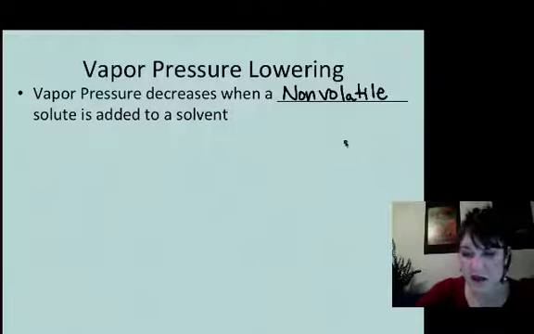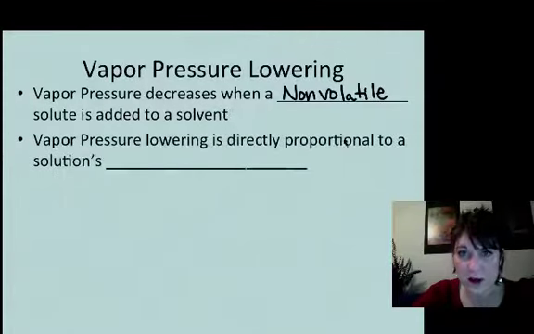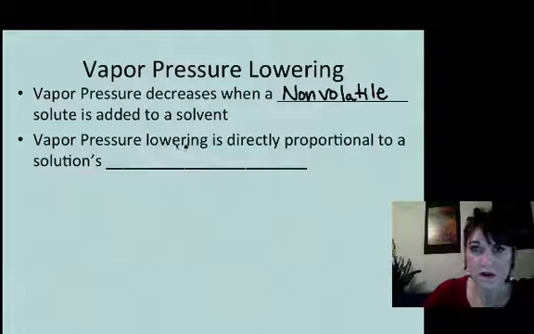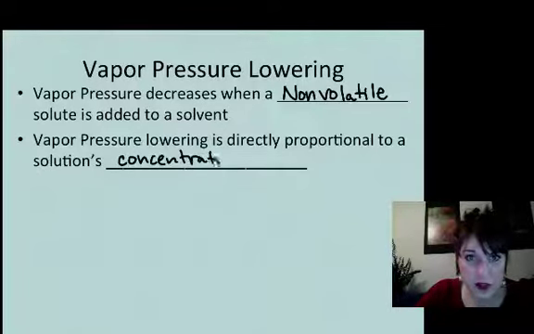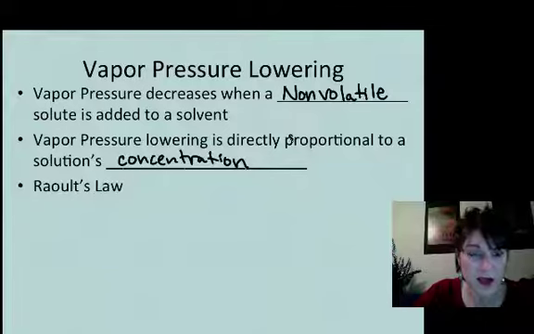Right? If we put something in there that volatilizes on its own, that's going to increase the vapor pressure. So we're looking at a non-volatile solute. The vapor pressure lowering is directly proportional to a solution's concentration. The more of it there is in there blocking the particles from turning into a gas, the lower the vapor pressure will be. And that brings us then to Raoult's law.